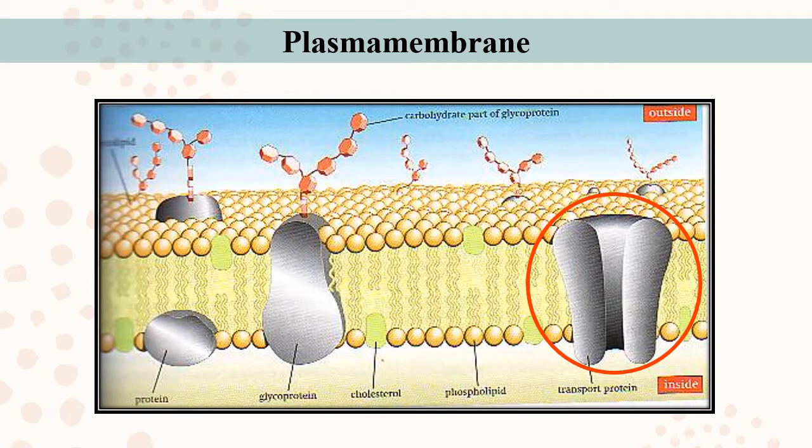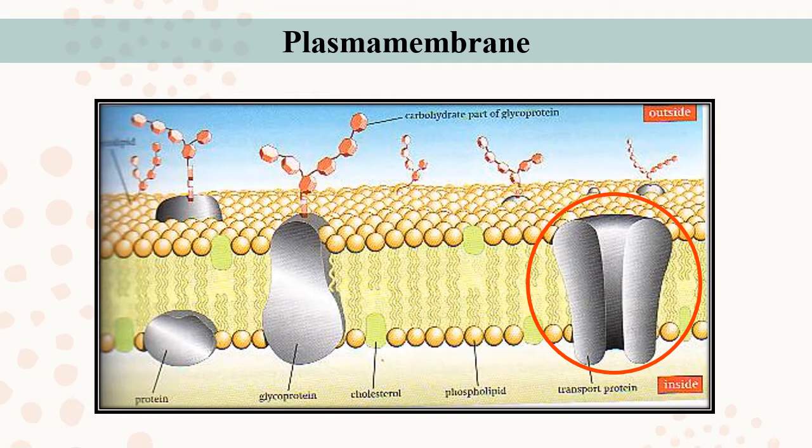According to the model proposed by Singer and Nicolson in 1972, there are two types of proteins available. One is called peripheral membrane protein and another one is integral membrane protein. Peripheral membrane proteins may remain outside or inside, whereas integral membrane proteins pass through the membrane.